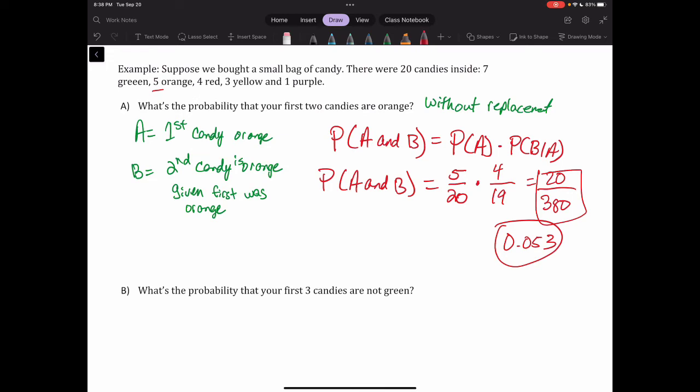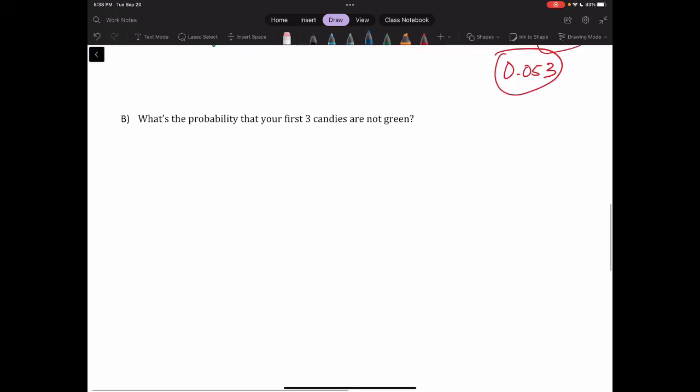Okay, what is part B? What's the probability that your first 3 candies are not green? First 3 candies are not green. So let's see here. So once again, event A is we need the first candy to be not green, right? Then B is this, we need the second to not be green. And it's the same thing.